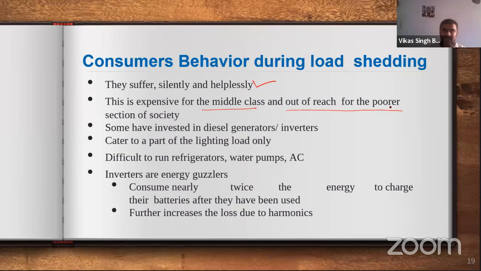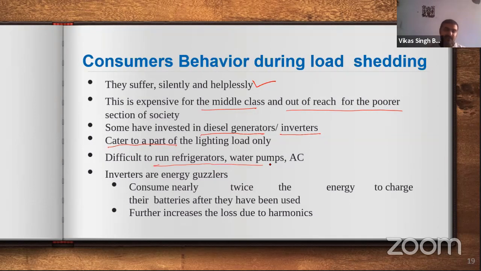And then if the power cut still continues, those who can afford it will purchase either diesel generators or inverters for their individual use. But these diesel generators or inverters will be able to cater to a part of the light load only. You can't run an AC on an inverter. You can run lighting load or fan load. For the AC, you need proper power supply, and you are not able to run refrigerators or even water pumps or AC with the help of inverters.